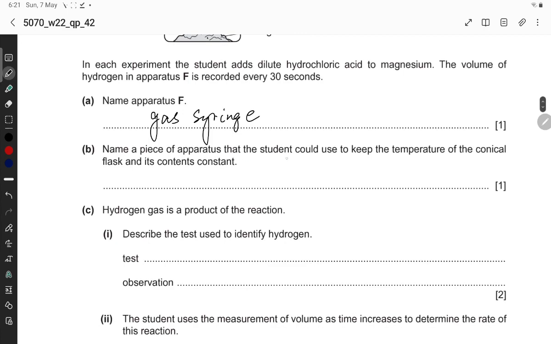Name a piece of apparatus that the student could use to keep the temperature of the conical flask and its contents constant. Thermostatically controlled water bath.